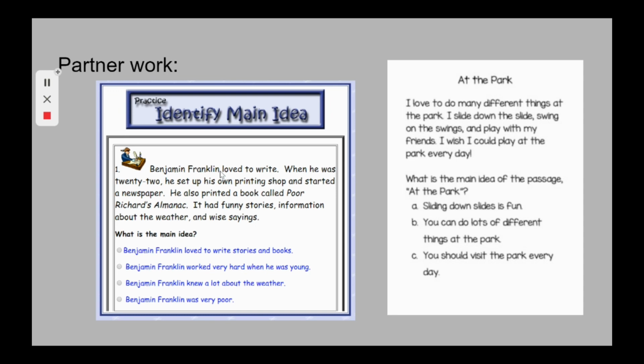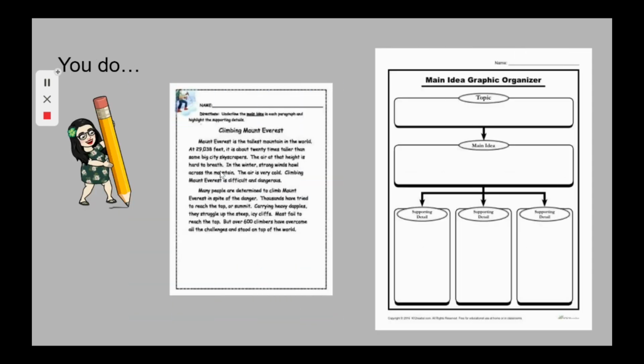So the point of the we do is that first they do it with you as a teacher, and then you let them go and let them work together, and you as a teacher walk around and check if they're doing the right thing. At the end, the you do part of your class is when they are going to try it on their own. As you can see, I gave them just a 2-paragraph one because it's maybe the first time they're doing this on their own.